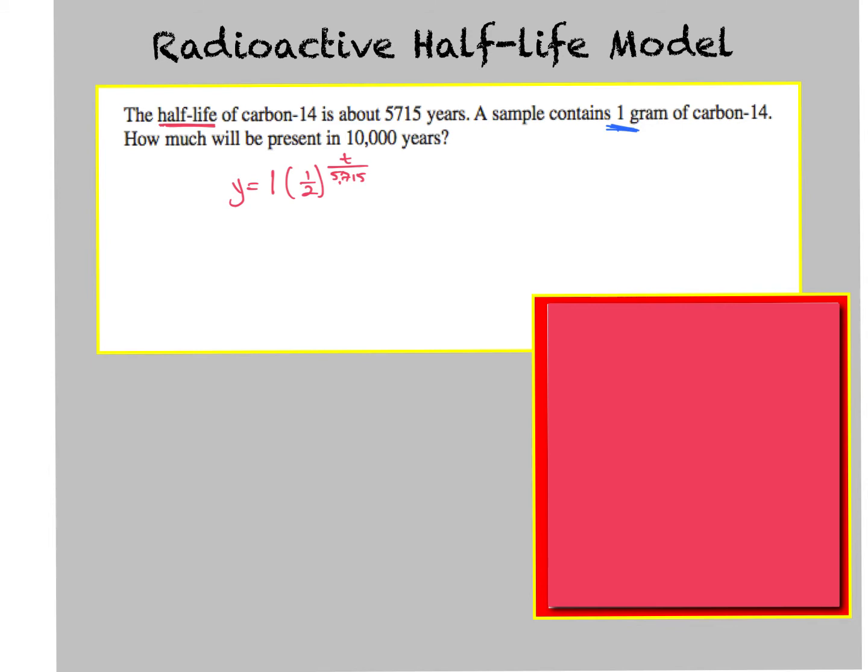So what do we need to do? Substitute in what? 10,000 in for t. So we'd have y is equal to 1 times 1/2 to the power of 10,000 over 5,715. And we put that into our handy dandy calculator. How many do we round to? 4 decimals. And we end up with 0.2973 grams. Fantastic.